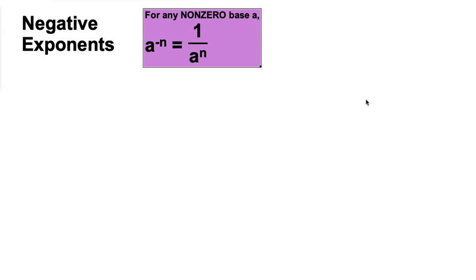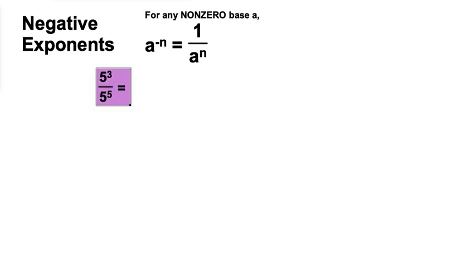Okay, the negative exponent. For any non-zero base a, a to the negative n power is 1 over a to the n. There it is in the abstract. Now, we'll look at an example here.